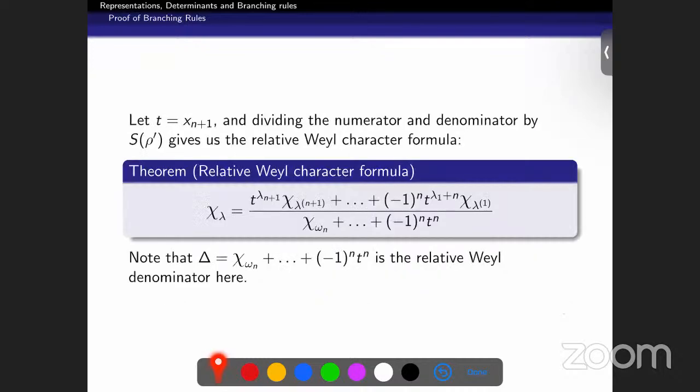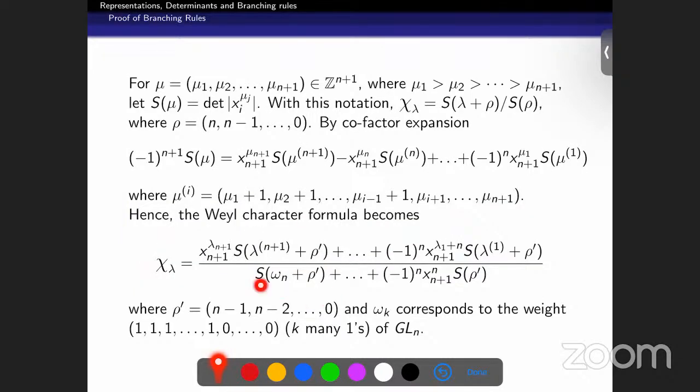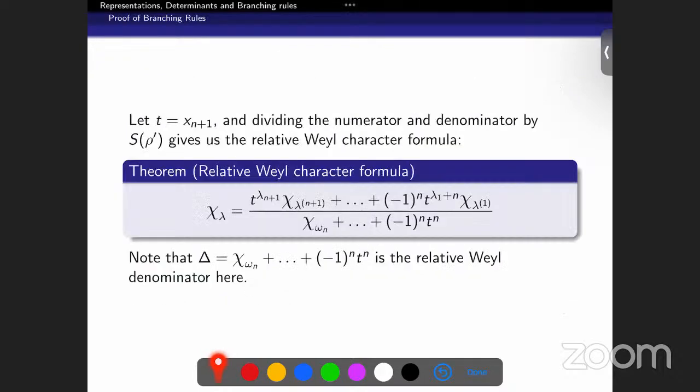Once we do that, we get this formula over here, which we call the relative Weyl character formula. Now see, what we have done here is look at this one. This was the whole Weyl denominator, right? And we divided this Weyl denominator by the Weyl denominator of the smaller one, which exactly gives us the relative Weyl denominator. And this exactly was the formula for the relative Weyl denominator, which we saw in the statement for the PRE.